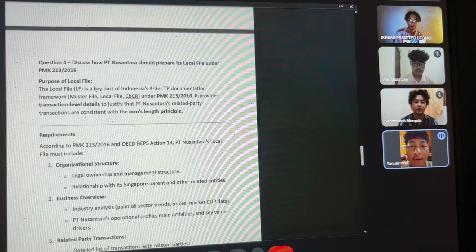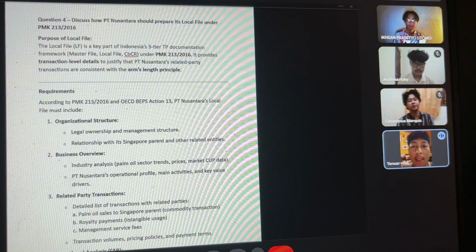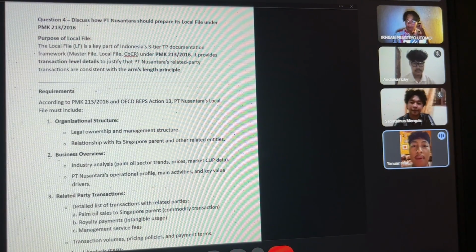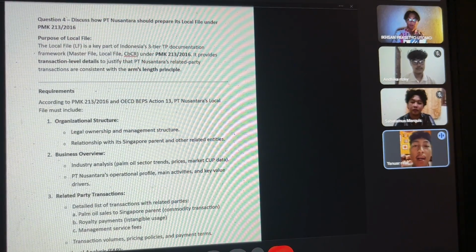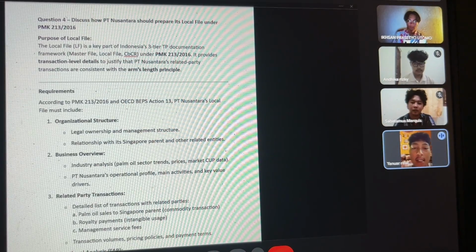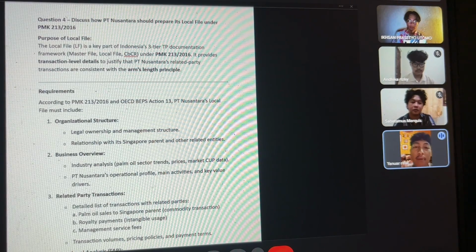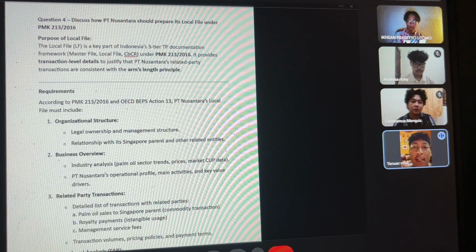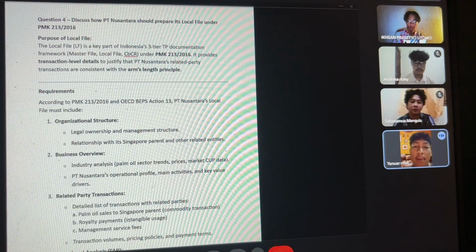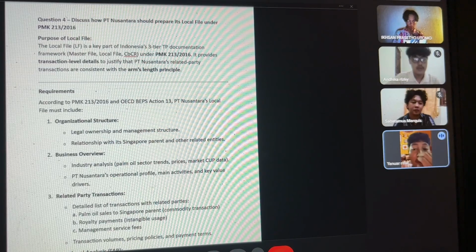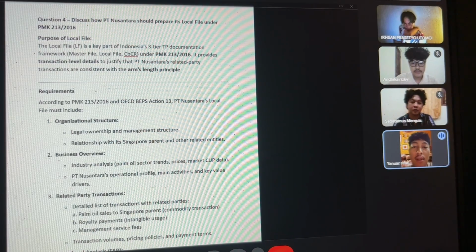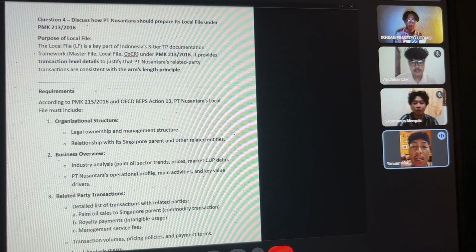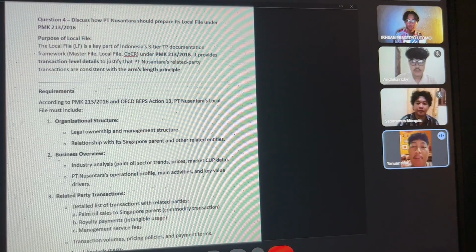Okay, the question number 4, discuss how PT Nusantara should prepare its local file under PMK nomor 213 tahun 2016. About the purpose of the local file: the local file is a part of Indonesia's three-tier TP documentation framework, master file, local file, and CBCR under PMK nomor 213 tahun 2016. It provides transaction-level details to justify that PT Nusantara's related party transactions are consistent with the arm's length principle.